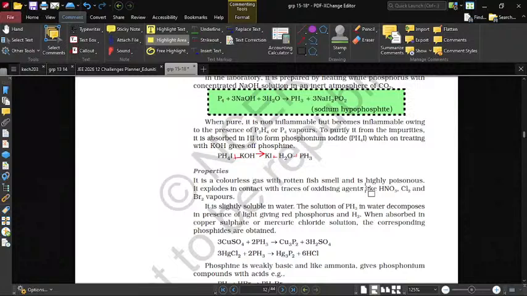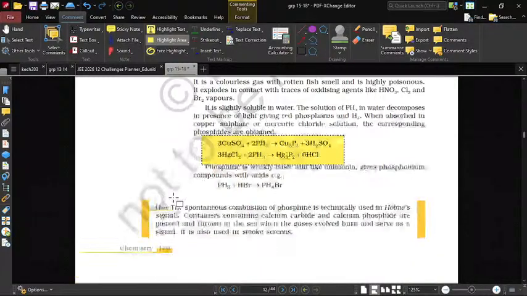The solution of PH3 in water decomposes in the presence of light, giving red phosphorus and H2. When absorbed in copper sulfate or mercuric chloride solution, the corresponding phosphides are obtained. 3CuSO4 plus 2PH3 will give Cu3P2, that is copper phosphide, plus 3H2SO4. Then 3HgCl2 plus 2PH3 will give Hg3P2 plus 6HCl.